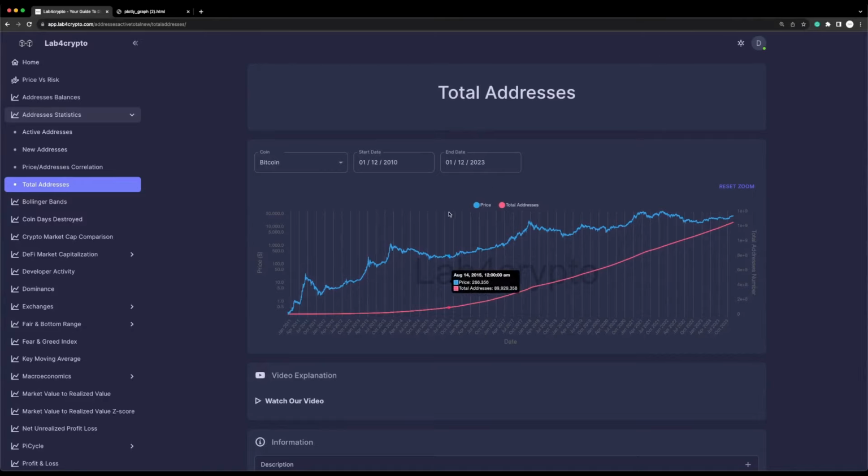From the total addresses graph in the platform, we can see the price with the blue line and Bitcoin total addresses with the red line. As expected, until now, the Bitcoin price has been going up as the supply and demand dynamics allow it. As the supply side of Bitcoin is programmed and cannot be changed, through the platform you will be able to monitor the demand side of Bitcoin every day. If Bitcoin total addresses continue to increase and more people join the network, the Bitcoin price will probably continue to go up.